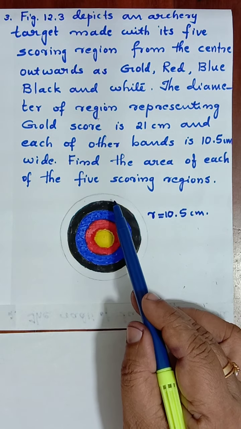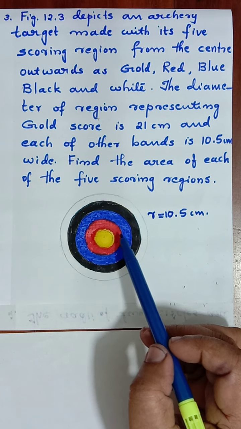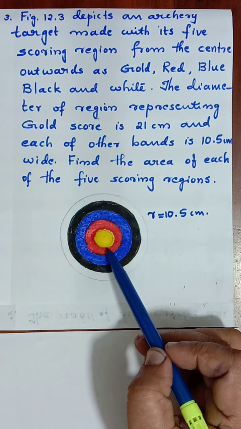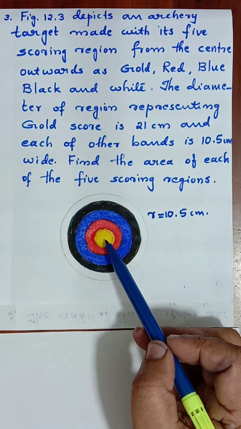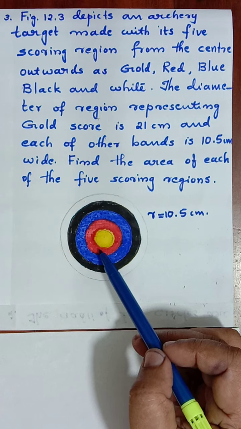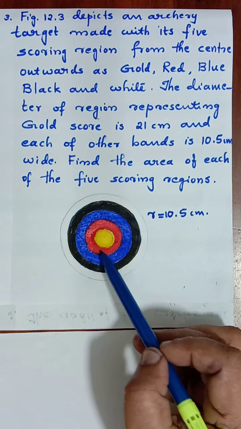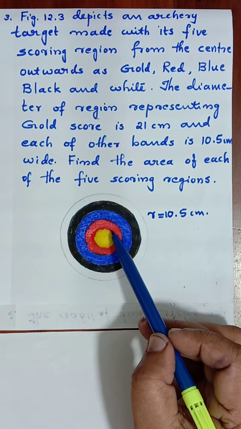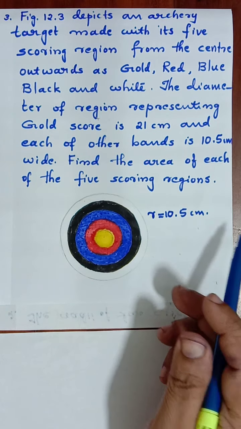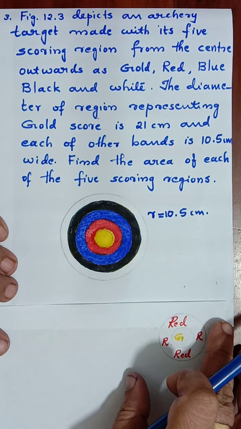Find the area of each of the 5 scoring regions. The 5 scoring regions are gold, red, blue, black and white. Area we have to find out. First we have to find out the area of the circle, that is our gold scoring area. Then comes a ring shaped structure. How do we get the red ring? This scoring area, that is the total of these two areas, gold and red together, minus this gold area. So let us find out each one of them one by one. Let us see how to do it.